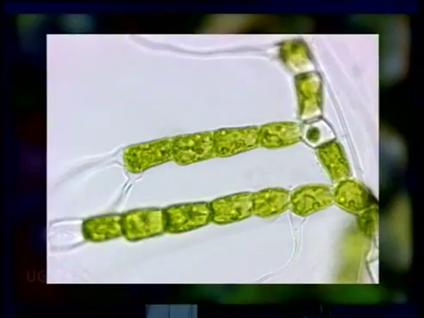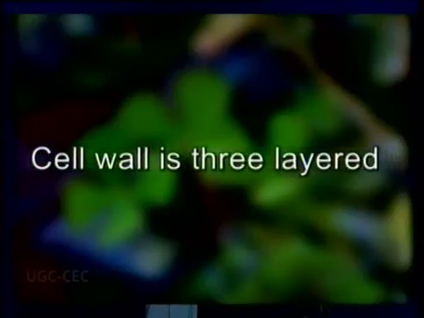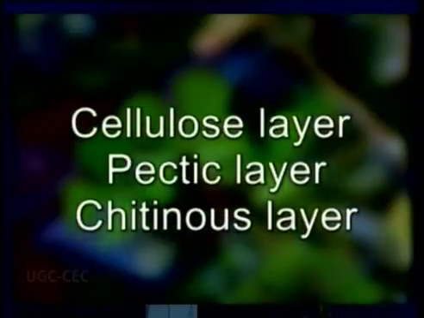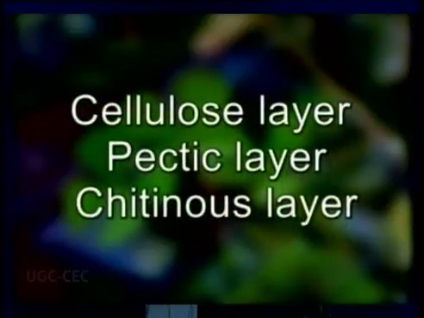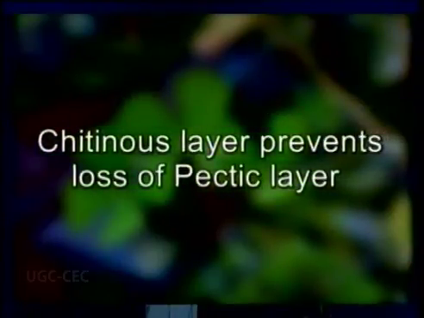The cell structure of Oedogonium is like this. The cell wall is conspicuously or inconspicuously made of 3 layers. The innermost is the cellulose layer, the middle is the pectic layer and the outer is the chitinous layer. The outer chitinous layer prevents the loss of the pectic layer, so the filament looks like a wet thread.